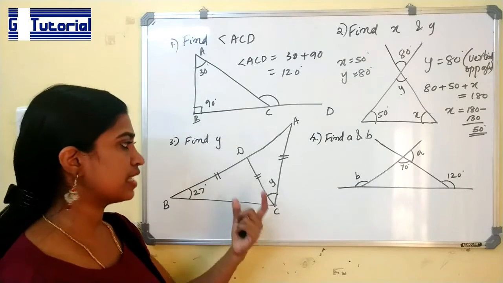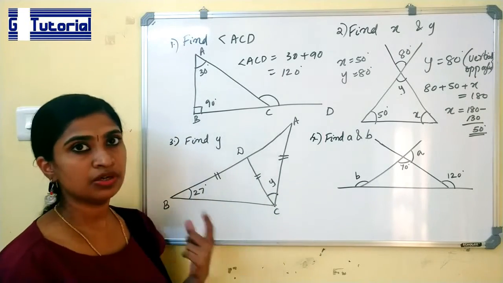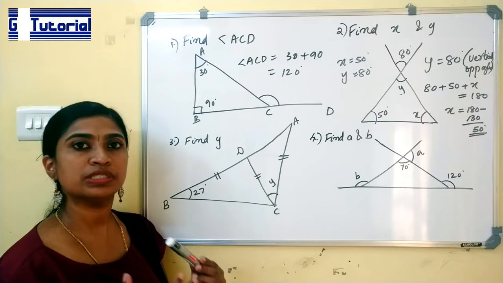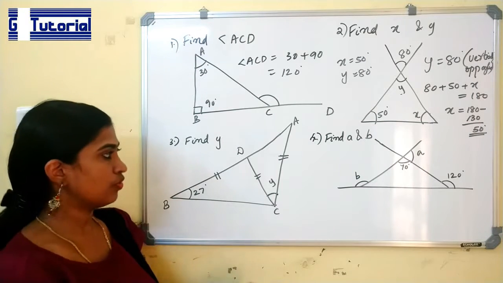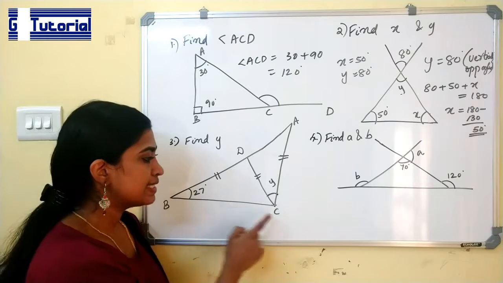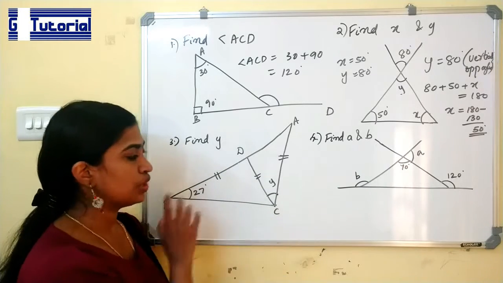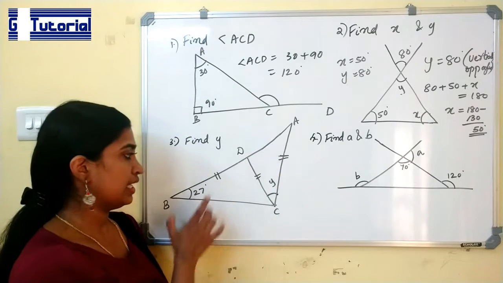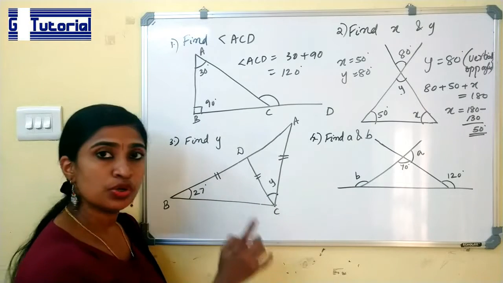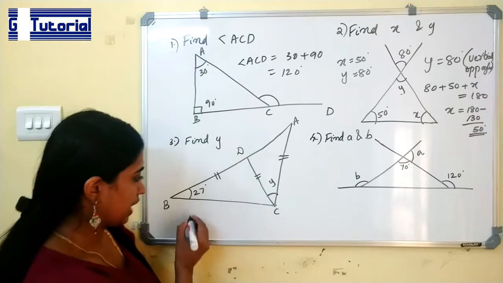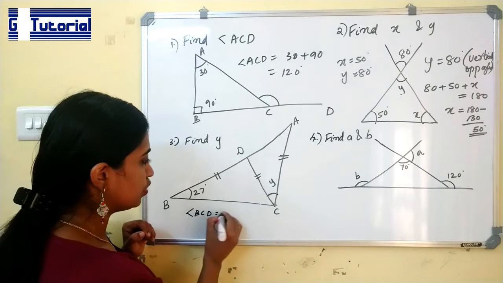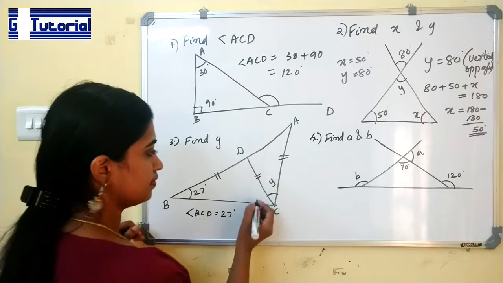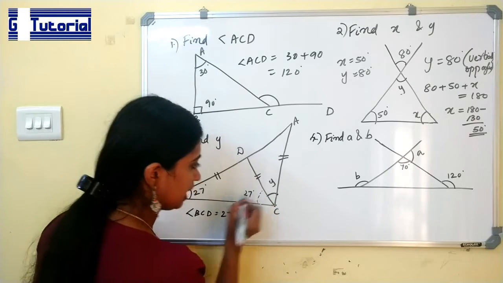If it is asked like that, then we can use the concept of an isosceles triangle. If two sides of a triangle are equal, then the angles opposite to those sides are also equal. So if we consider only this triangle, BCD, then angles opposite to equal sides are equal. That is, the angle opposite to CD is 27 degrees. Similarly, the angle opposite to BD should also be equal to 27 degrees. So, angle BCD is equal to 27 degrees.